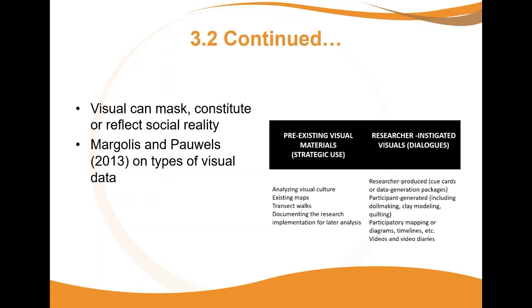And then there's the researcher-instigated visual, where the researcher produces it. For example, cue cards. Let's say you want to look at the typical diet of a family and you have cue cards that show it. Or you want to analyze a problem and you use the fishbone technique where the community sits together and they draw these things. It could be part of a data generation package. It can be participant generated, where you leave it totally over to your participants.